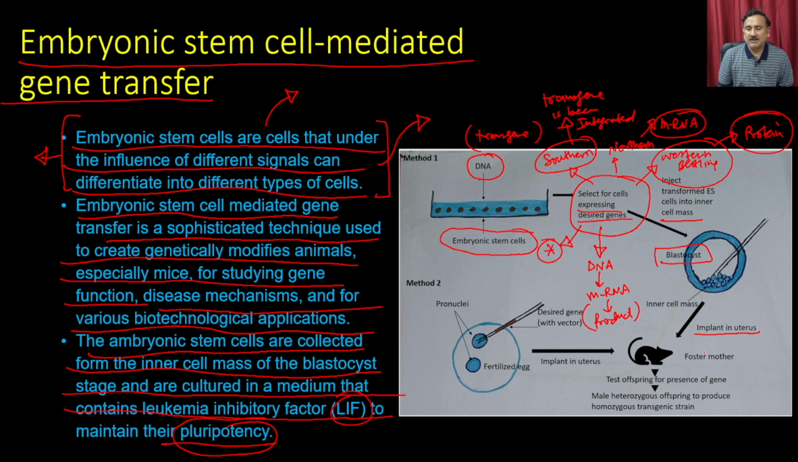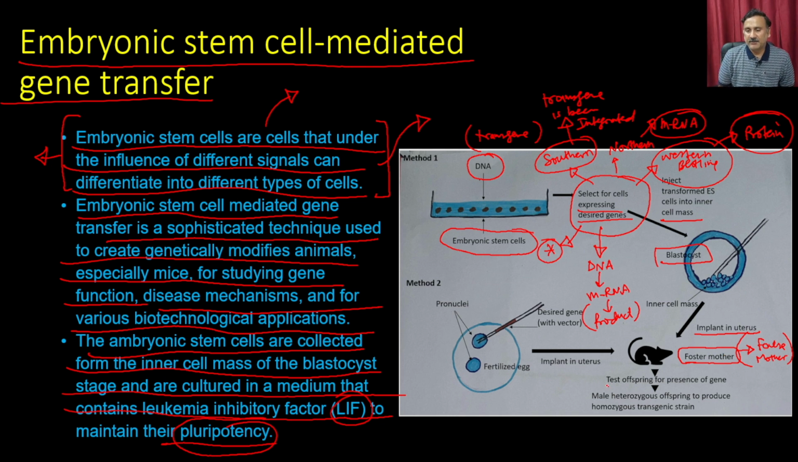And once you implant this into the uterus of a foster mother, I am sure you know about the foster mother. Foster mother means the false mother, right. There are two mothers. You are going to have the real mother, who will be getting the embryo by the fertilization, and then you are going to have the foster mother, which is only going to carry your transformed cells, or carry the embryo which you have produced in the other females.